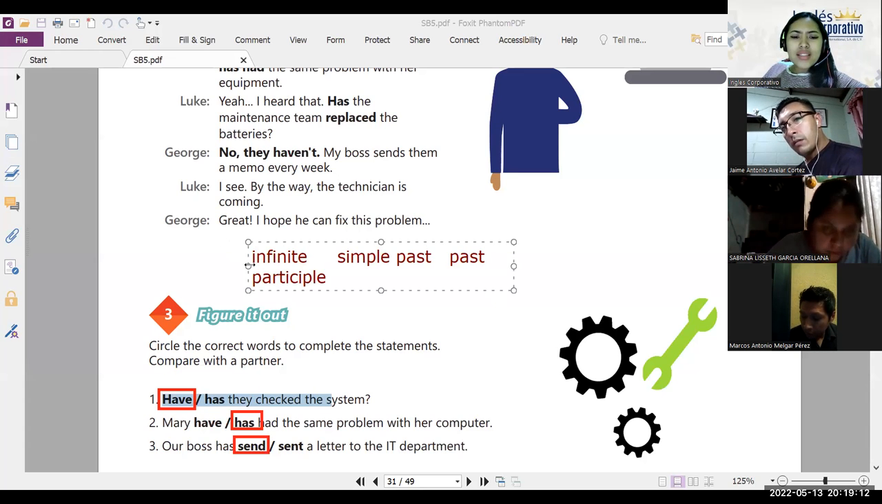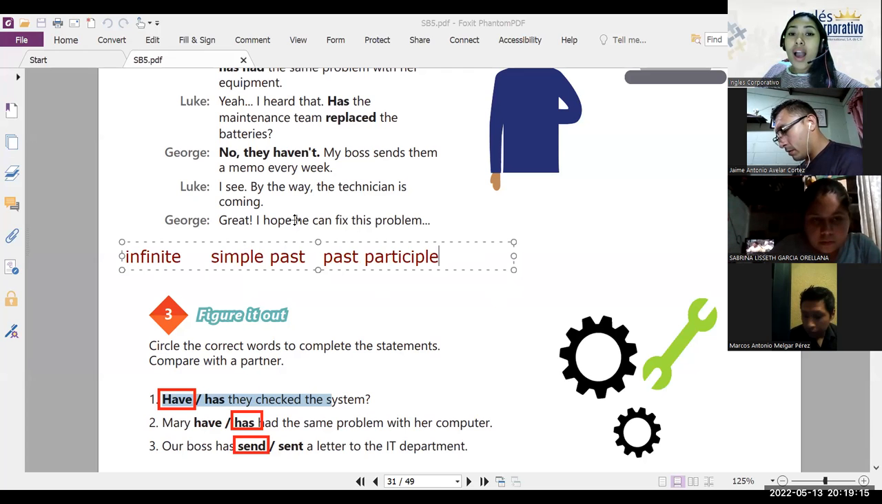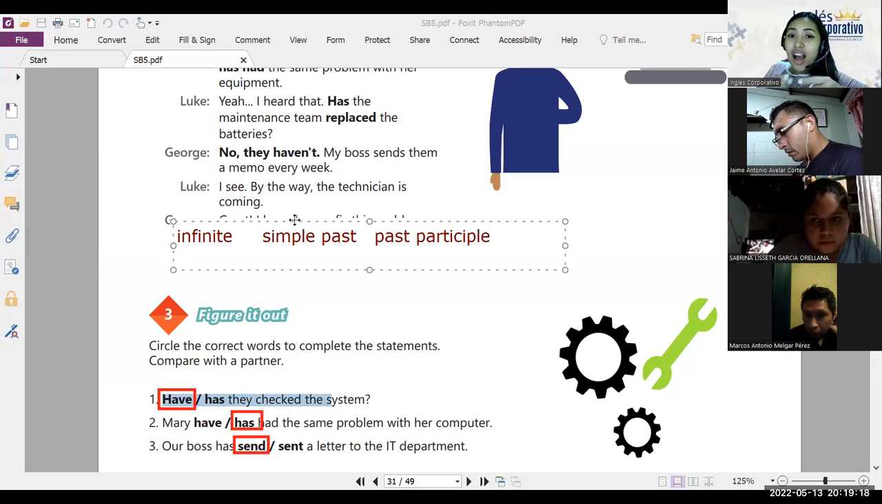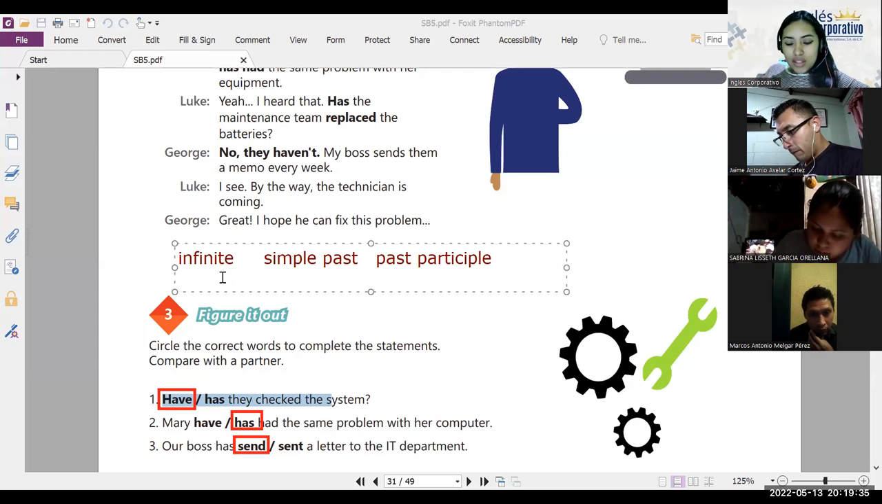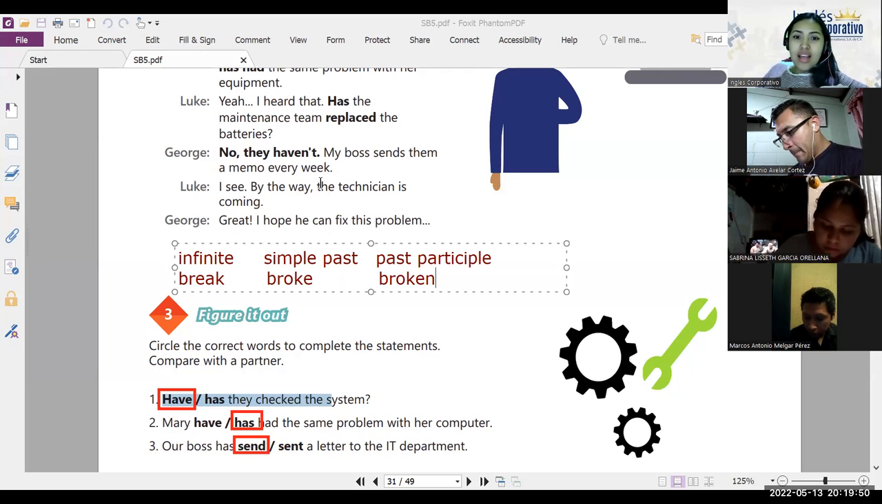Okay, I know you have a chart, and this chart, I already sent it to you. There are three charts I sent to you whenever we learned about the simple past. So I know you have it. If not, let's Google it, okay? But for example, in the infinitive, we have the verb break. Break. In simple past is broke, right? And in past participle is broken. So I need the past participle of send.